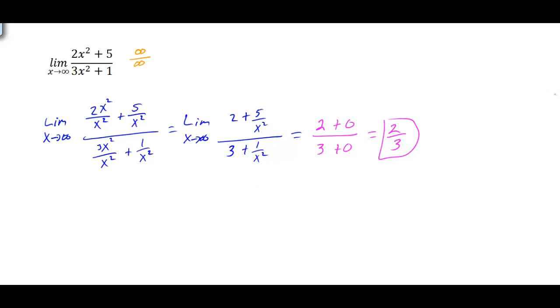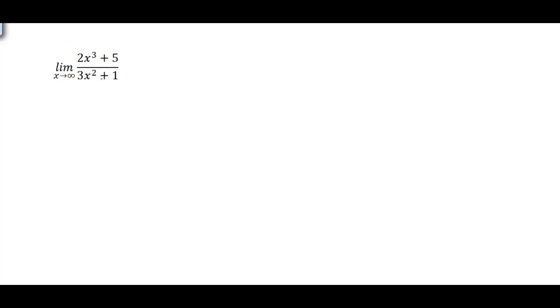Okay, hopefully you're starting to see a bit of a pattern here, particularly if you look at this answer compared to the original problem. And if we look at one more example, once again, if we try to use substitution here, we would get infinity on top and infinity on the bottom. So we need to once again look at the denominator. We have an x squared in the denominator, so we're going to divide everything by x squared. We would have 2x cubed divided by x squared plus 5 over x squared, and on the bottom 3x squared over x squared plus 1 over x squared.